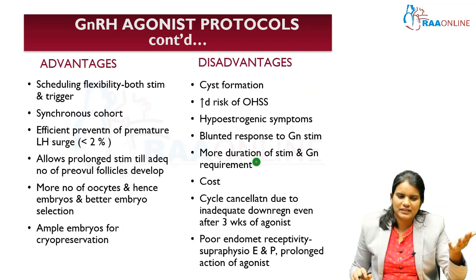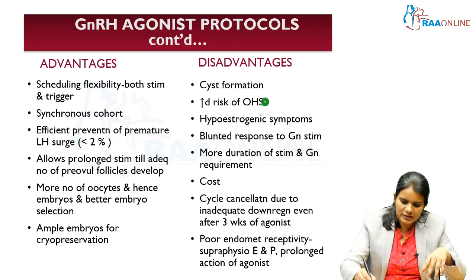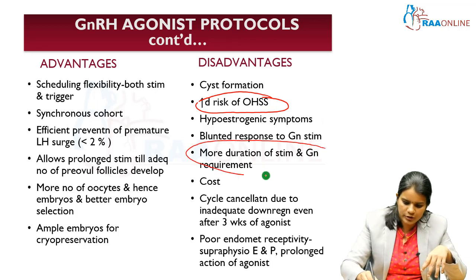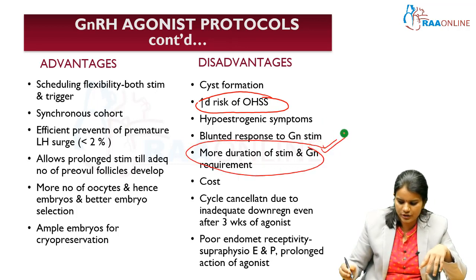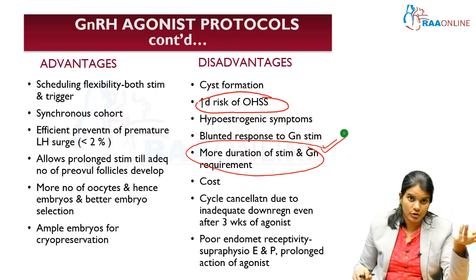Now, the advantages are scheduling flexibility and a synchronous cohort, because all the follicles will be even in size when you start the agonist protocol, since we start the agonist injection in the previous cycle itself. It prevents the premature LH surge, allows prolonged stimulation, more number of oocytes, and ample embryos for cryopreservation. Disadvantages, and this is very important: increased risk of OHSS, more duration of gonadotropin requirement, and longer duration of stimulation. It is very important to note these things, and if you are asked in the exam, you can tell them.